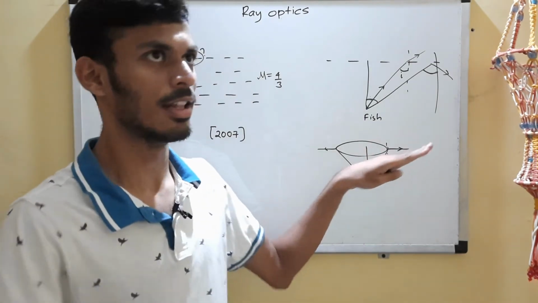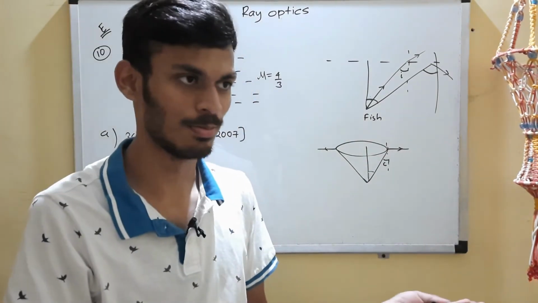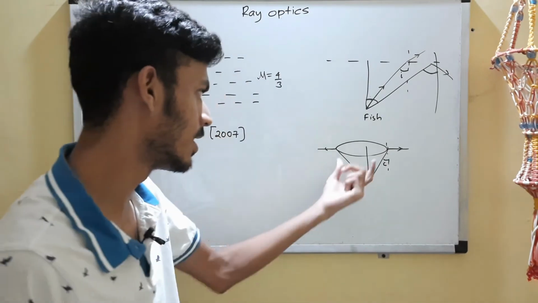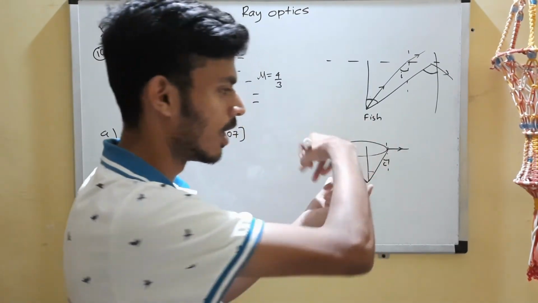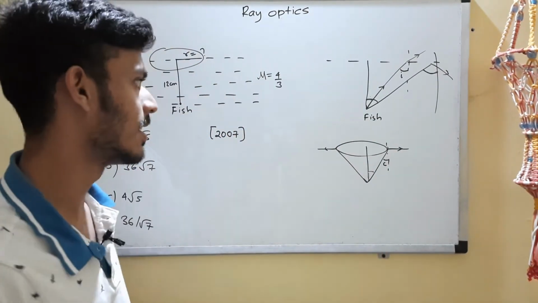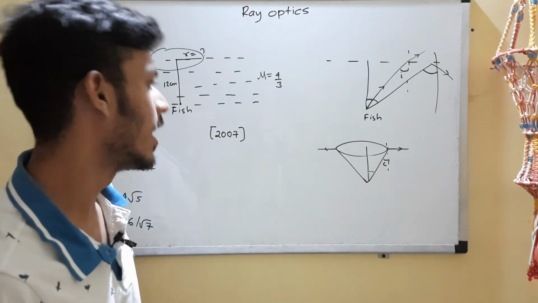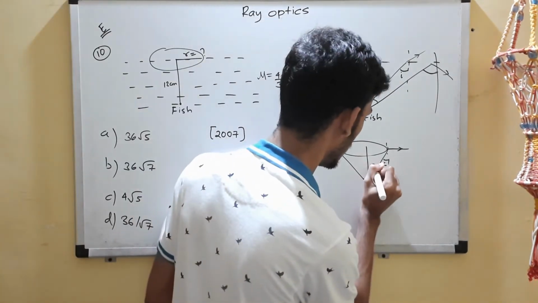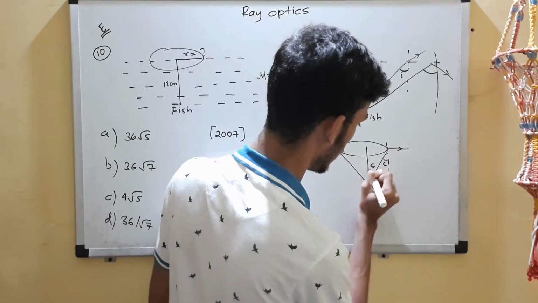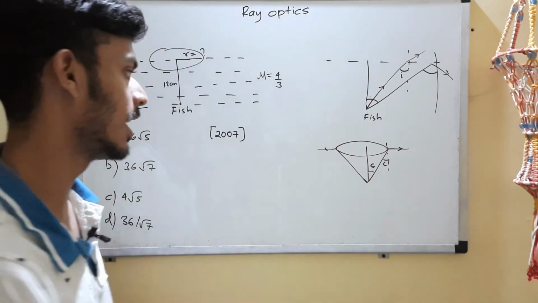And after that, light is internally reflected, so it cannot see the outside world, right? So this is the maximum circular area that the fish can see. Okay, so let's find out the radius of this. This is also C, right? This is C, then this is also C, because alternate angles, right?